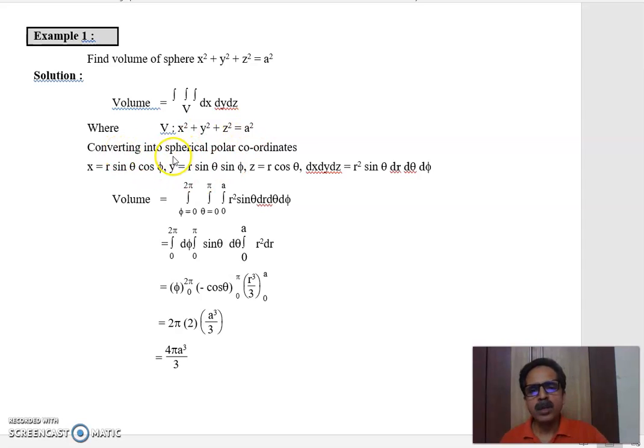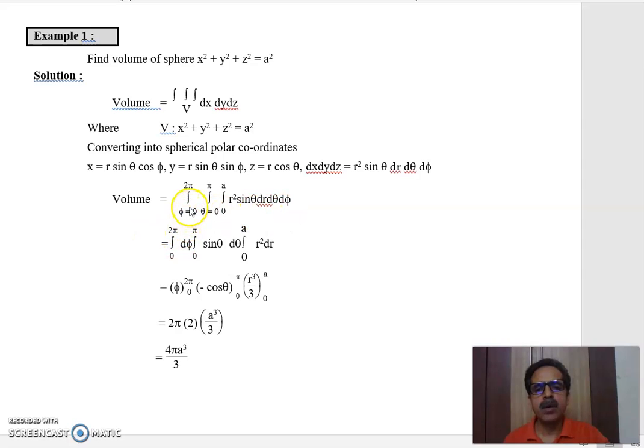We convert this triple integration into spherical polar coordinates. That means we have to put x is r sin theta cos phi, y is r sin theta sin phi, and z is r cos theta. And the product dx dy dz becomes r square sin theta dr d theta d phi. So this step now becomes like this.